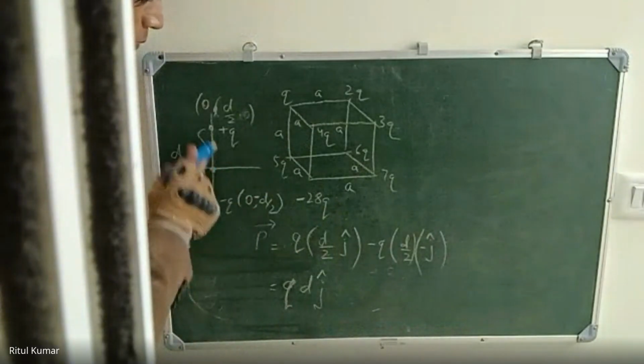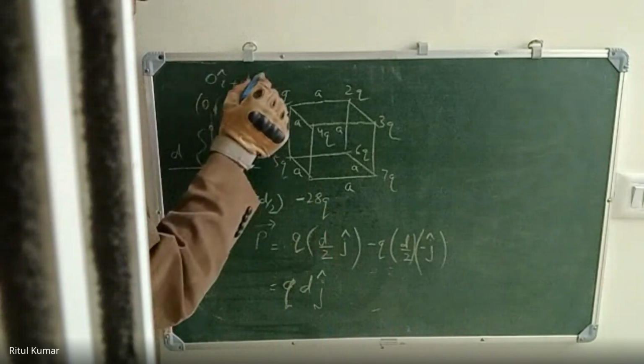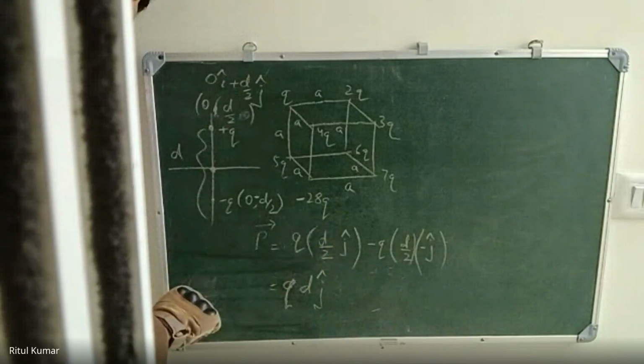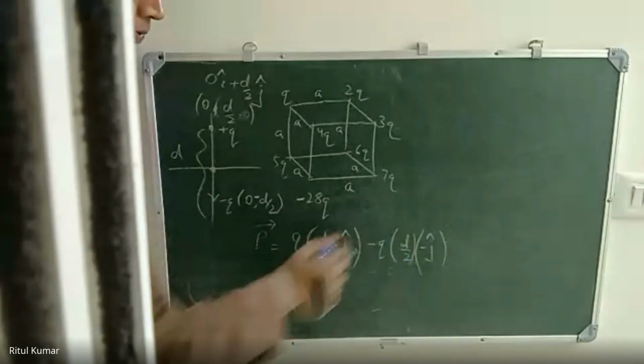Charge multiplied with position vector. Fine. What is the position vector for this? Plus d by 2 j cap, right? So charge multiplied with d by 2 j cap. Second charge, minus q. What is the position vector for it? Minus d by 2 j cap. Okay? Correct. Add them. They'll get added, right?